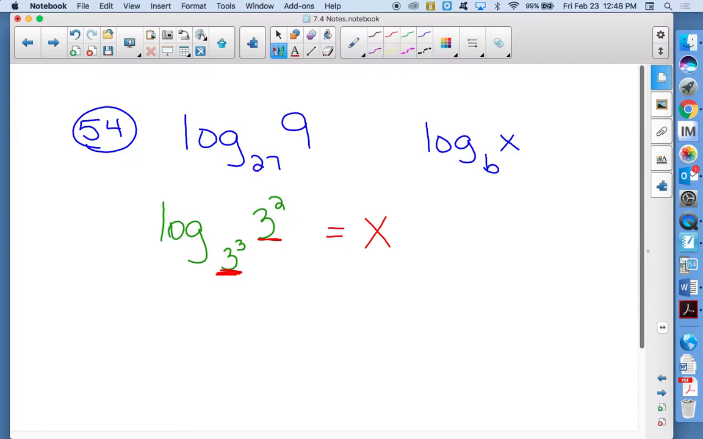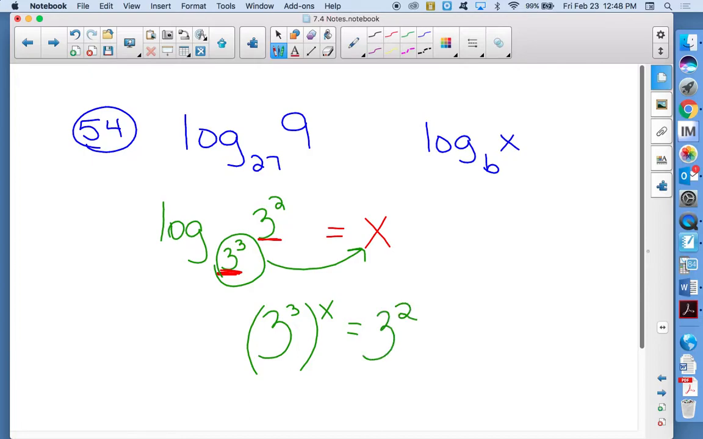And then you can rewrite the problem. So a lot of this is working with it and trying to rewrite it. So if we rewrite it, we take the base and attach it to the x. Well, my base is 3 cubed. I'm attaching that with the power of x. It's equal to 3 squared. So your base always goes along with this as an exponent.